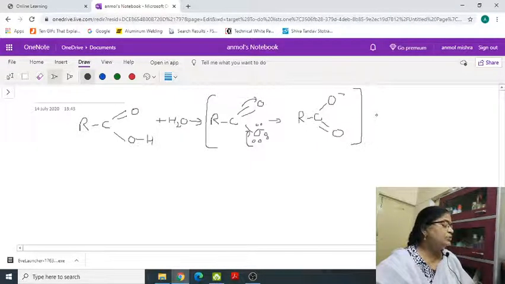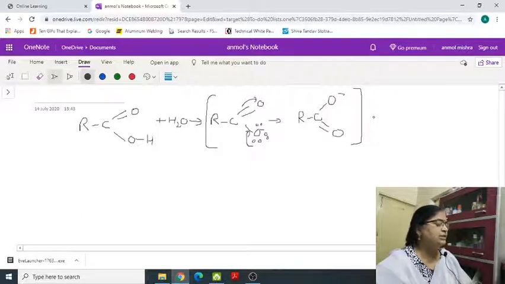Number 2, the negative charge is delocalized over two electronegative oxygen atoms in the carboxylate ion, whereas it is less effectively delocalized over one oxygen atom in the phenoxide ion. So two reasons are there for the greater acidic character of carboxylic acid.